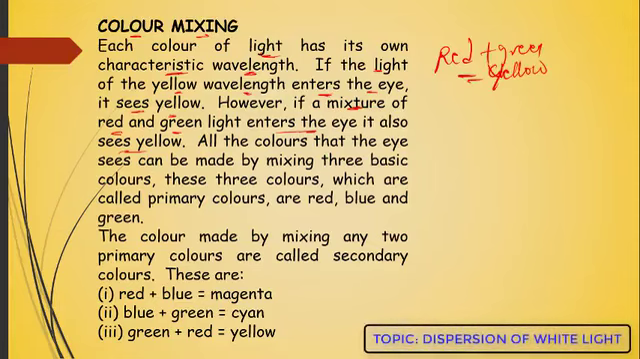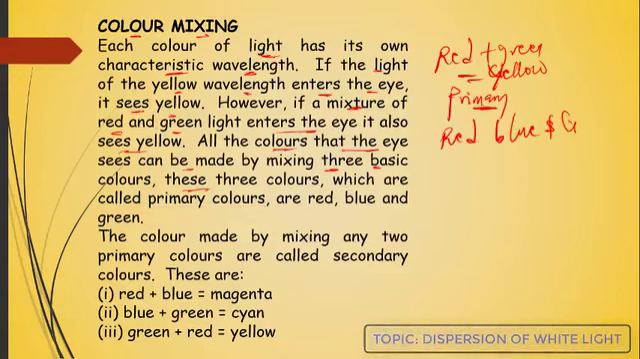So all the colors that the eye can see are formed by mixing 3 basic colors. These 3 basic colors are called primary colors, and they are red, blue and green. Red, blue and green. So when we mix any of them together, we form colors that we call secondary colors.